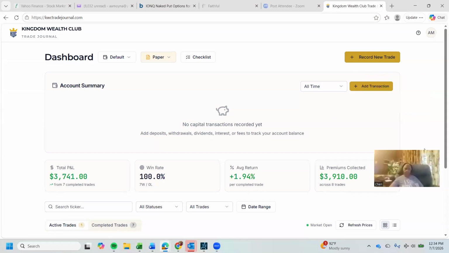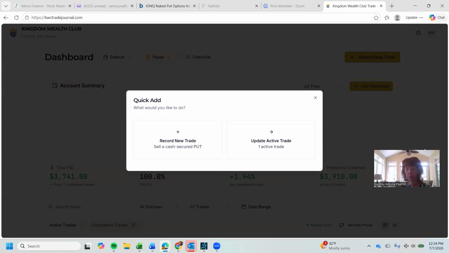It's a paper trade though. They don't do paper trades. Here we go. I'm not in Faithful. I'm in the old one because I don't want to share Faithful just because of the NDA.